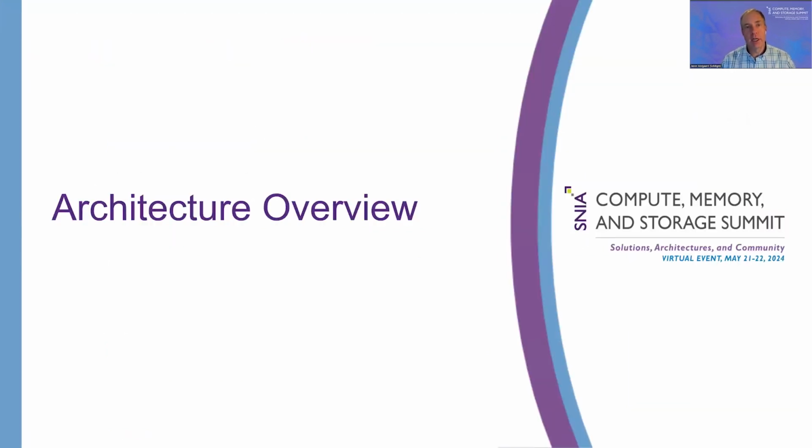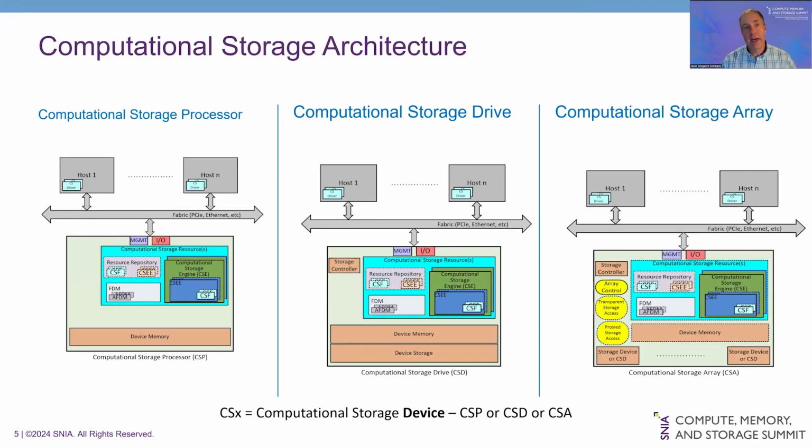So now let's briefly look at the architecture. SNIA has defined three different architectural models for computational storage, shown in these three diagrams on this slide. Over on the left, we have the computational storage processor, which has computational storage resources in a device connected to the fabric, but no actual device storage. In the middle, we have a computational storage drive, which has computational storage resources in what would be considered a more traditional solid-state drive or storage device. So there would actually be storage media in this device in addition to the compute resources.